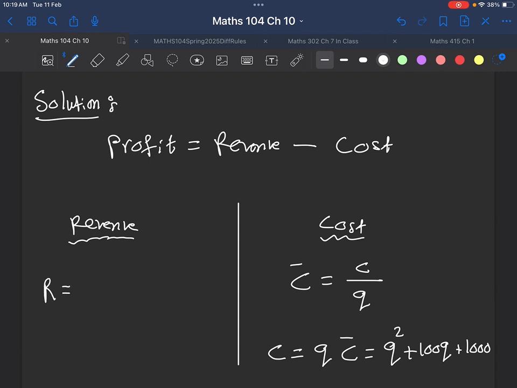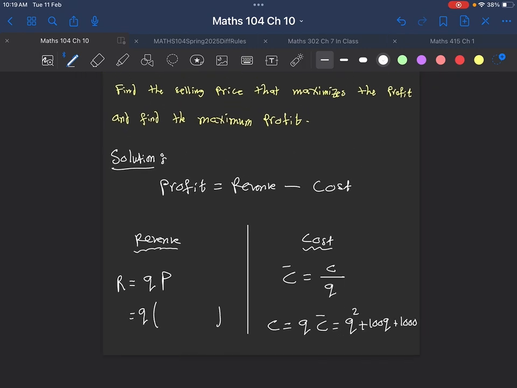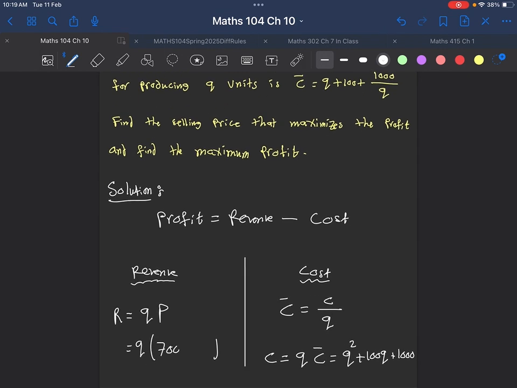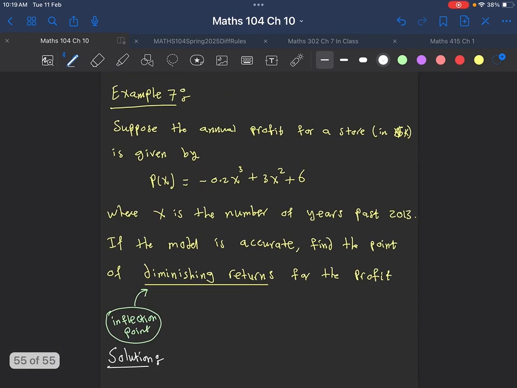How about the revenue? Well, actually the revenue, which is R, would be Q times the price. What is the price? The price again is given to me in the question. It is 700 minus 2Q. So the final answer would be 700Q minus 2Q squared. I have the cost, I have the price. I can now go ahead and write the profit function, which I will find the derivative of in a minute.